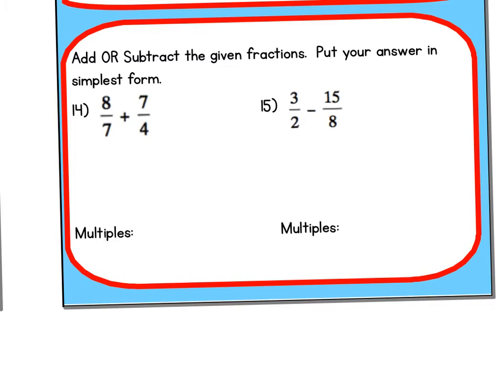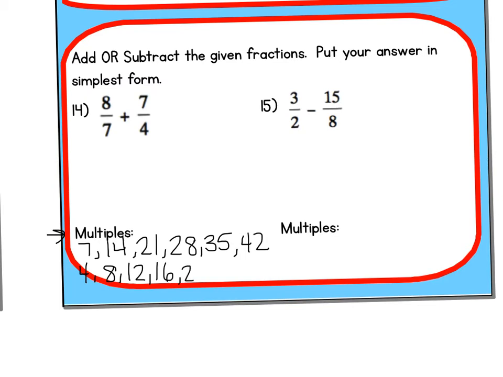You'll notice down at the bottom I have a spot listed for multiples. If you're not sure where the two meet up, start listing your multiples. So for number 14, I've got 7, 14, 21, 28, 35, 42. I'm going to stop. Hopefully they meet up before then. 4, 8, 12, 16, 20, 24, 28. You'll notice that they meet up at 28.